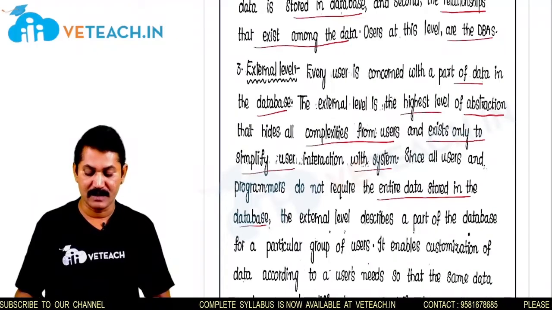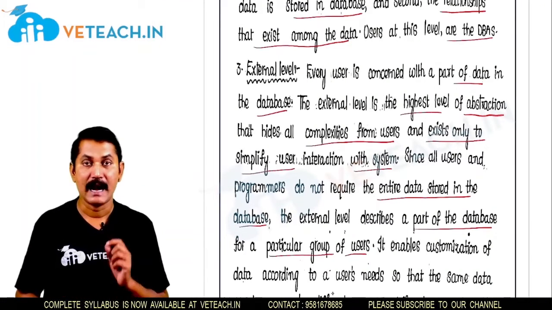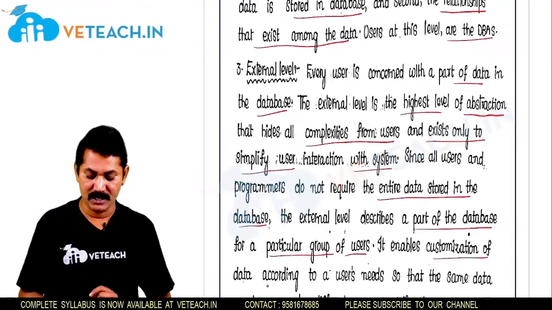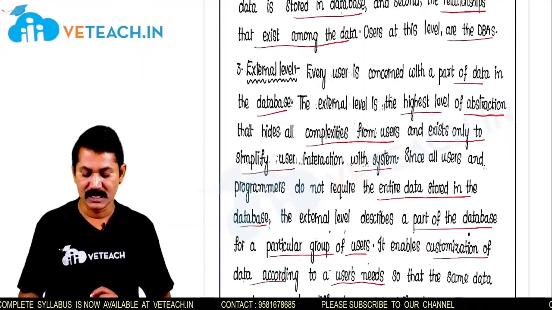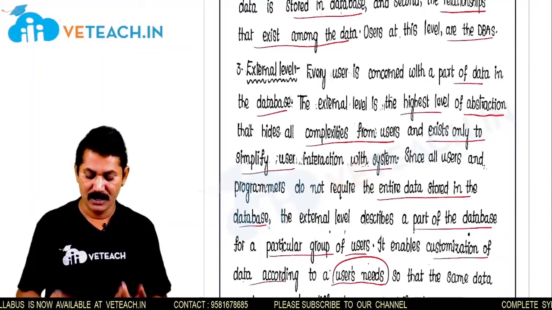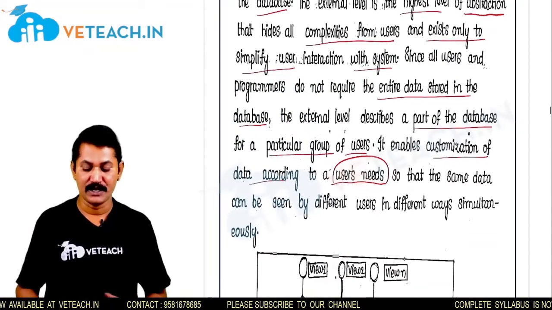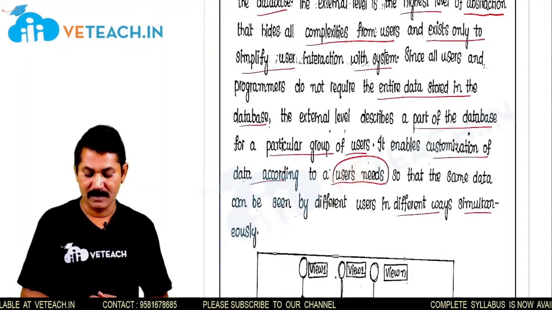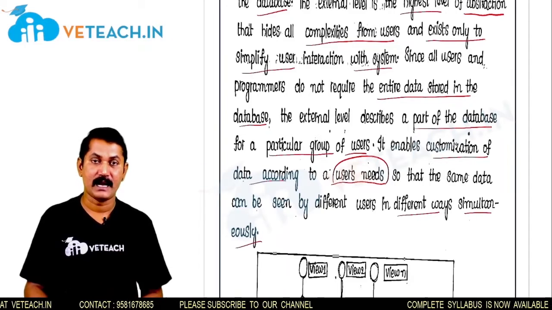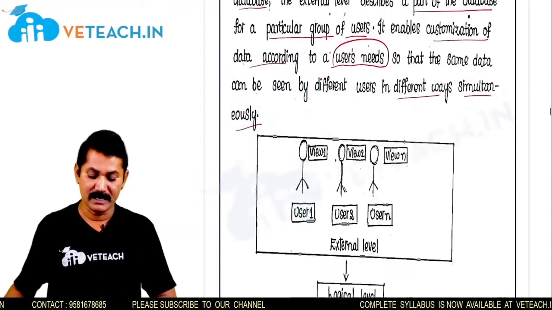The external level describes the part of the database for a particular group of users, and it enables customization of data according to the user's needs. That means what part of the data is required by the user, so that the same data can be seen by different users in different ways simultaneously. That means one data can be viewed in different ways as per their requirements or needs.